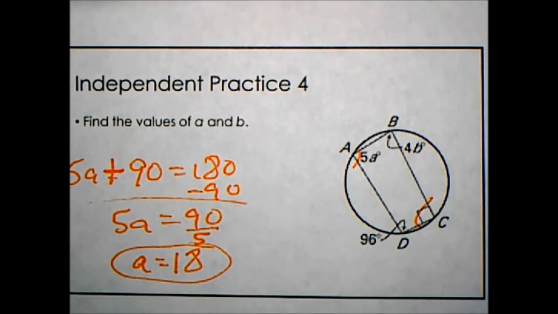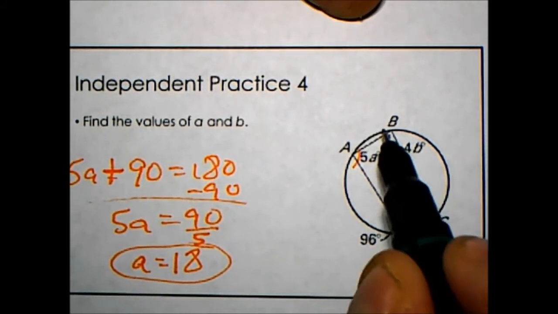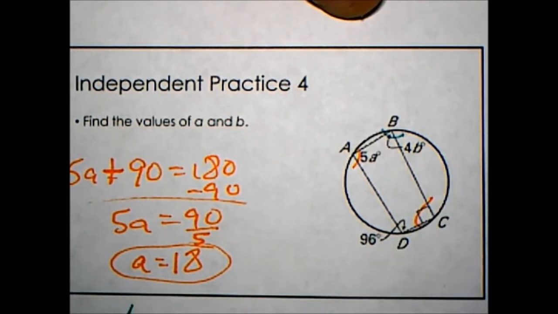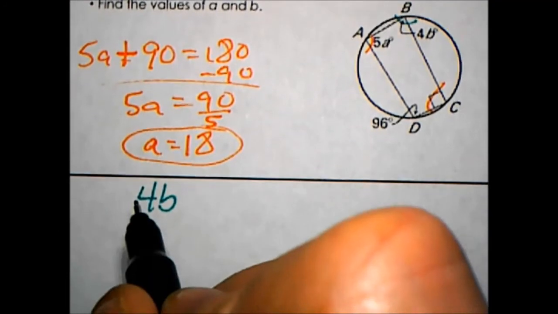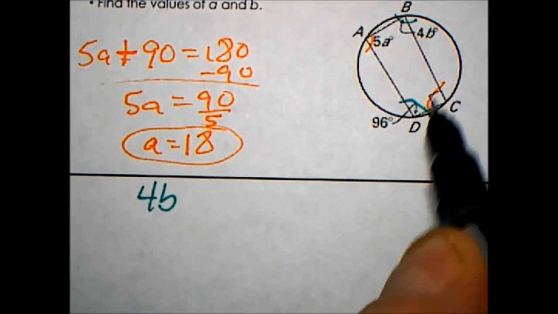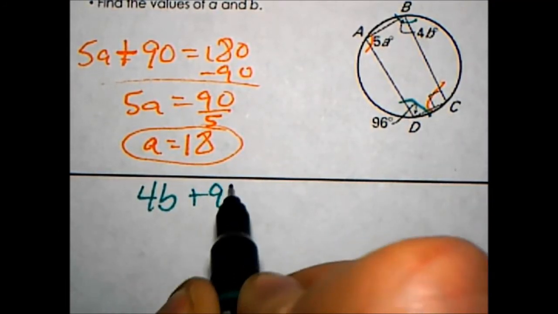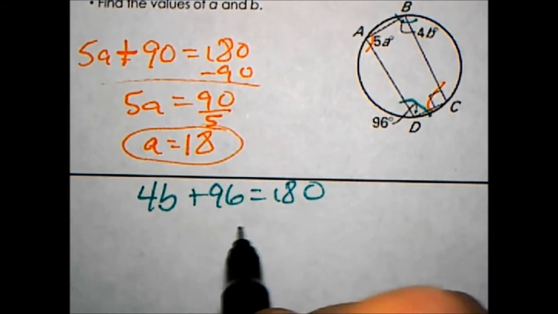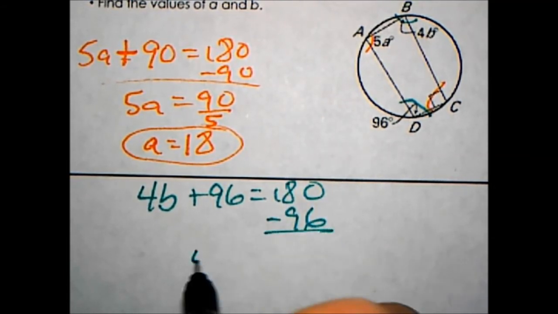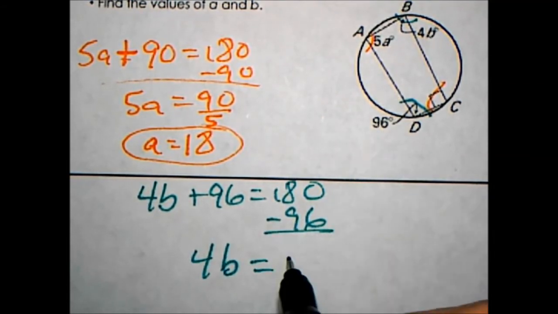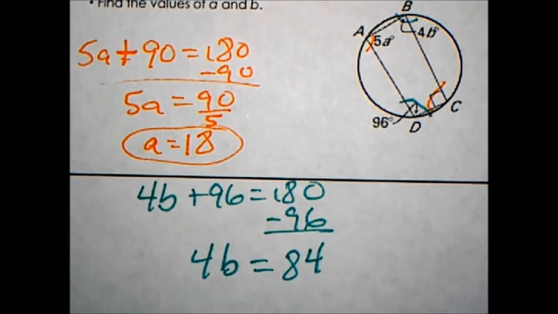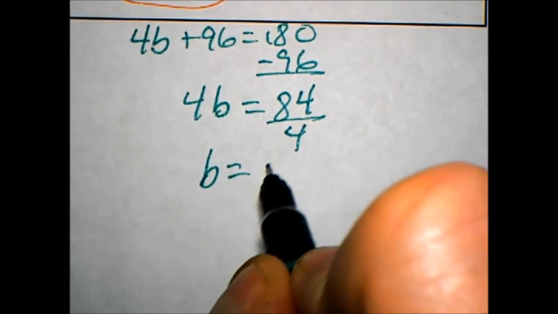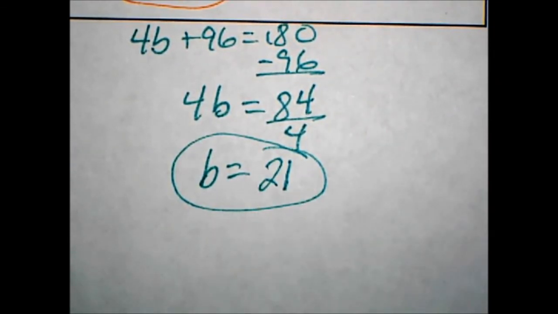Then if I go in the other direction, looking at the B's, I have a 4B plus the other opposite angle, which is 96. That is equal to 180. If I subtract the 96, that gives me 4B is equal to 84. If I divide by 4, that means B will be equal to, what is that, 21 for that problem.